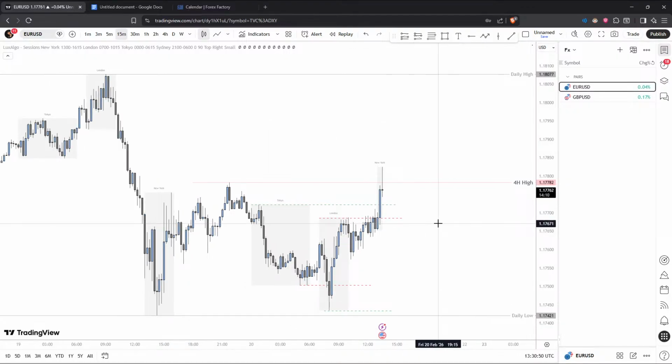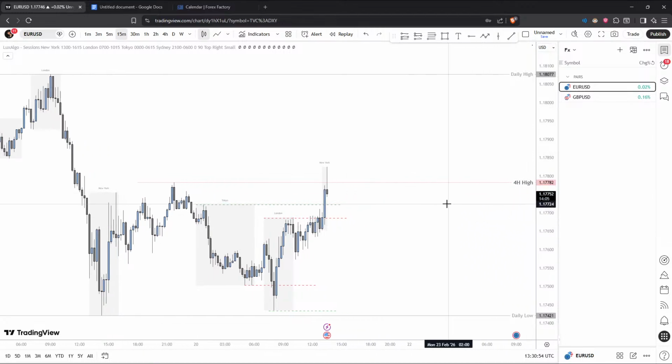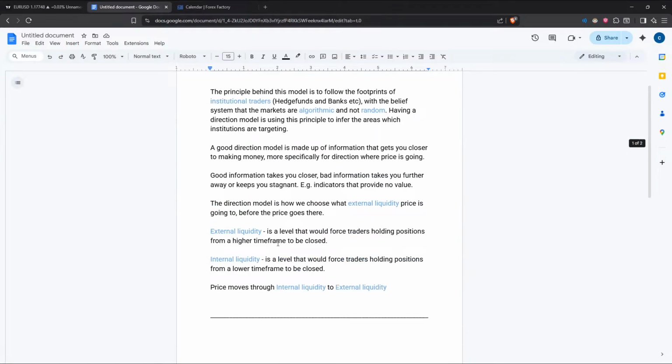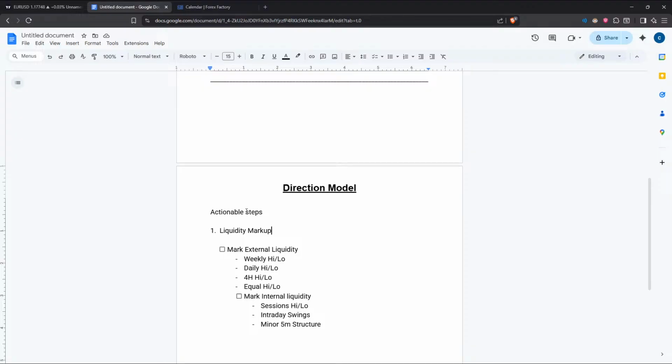Okay, this has been swept, which is the 4 hour high. Like I said, sometimes it's possible for price to get somewhere before direction is chosen. Okay, cool. So, direction model we've explained a little bit. We've also started the actionable steps. The first part is liquidity markup, which is where we mark.